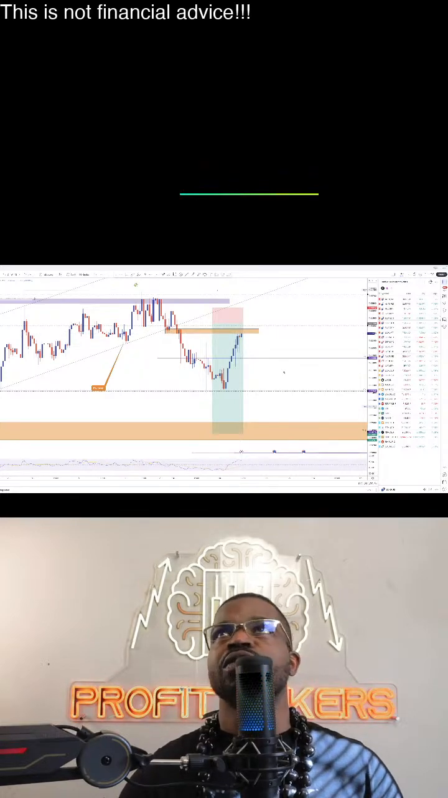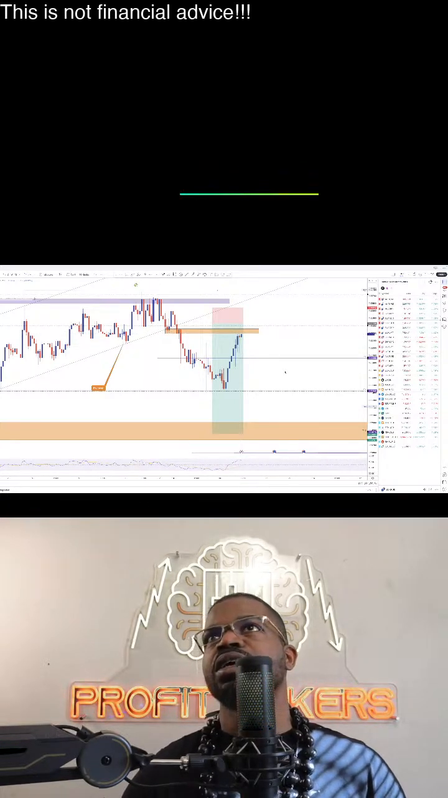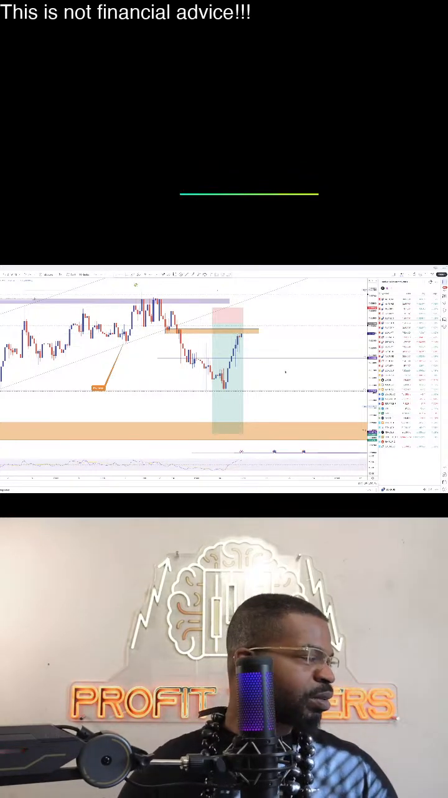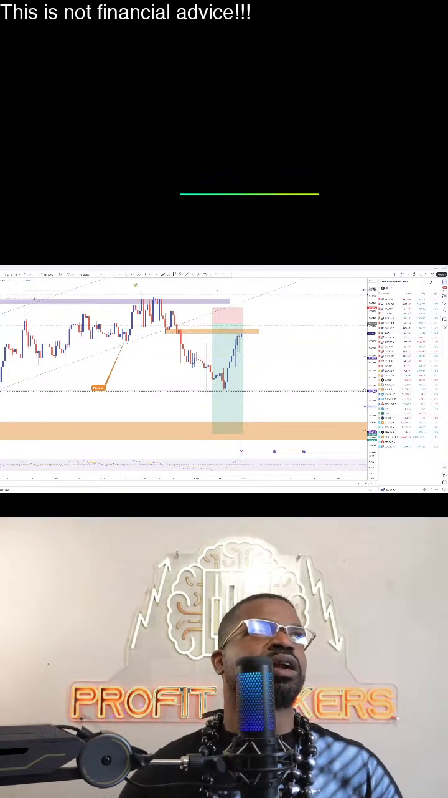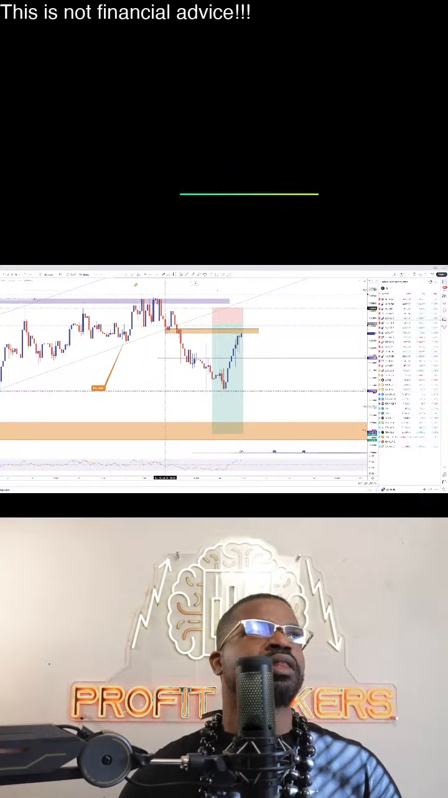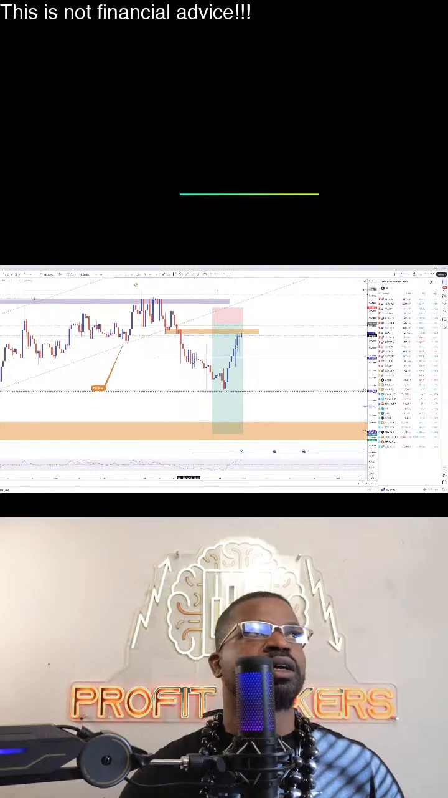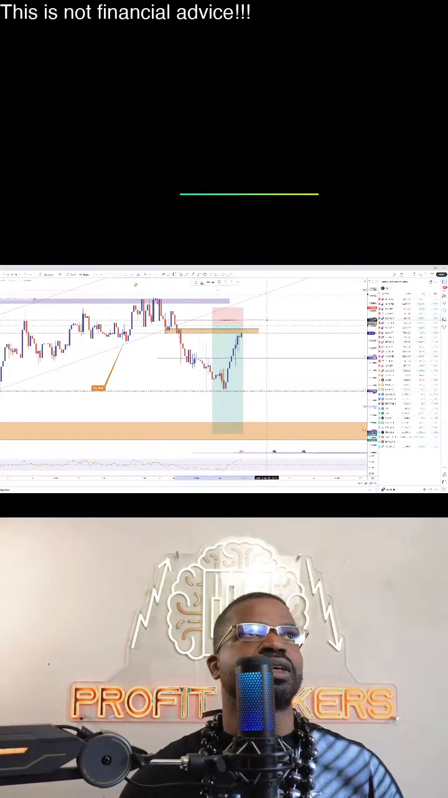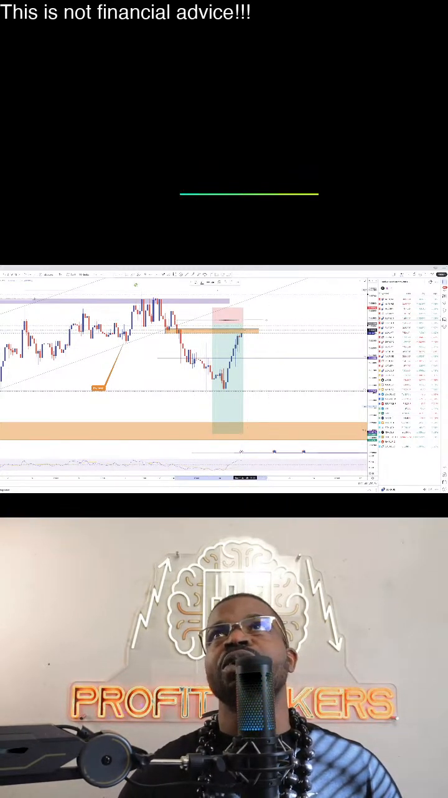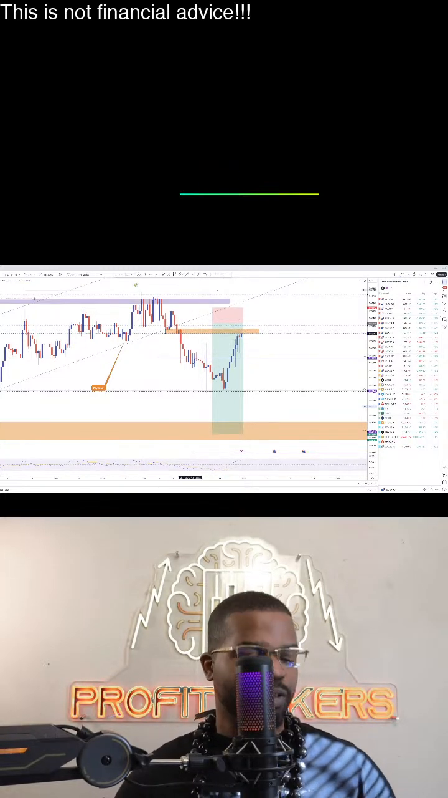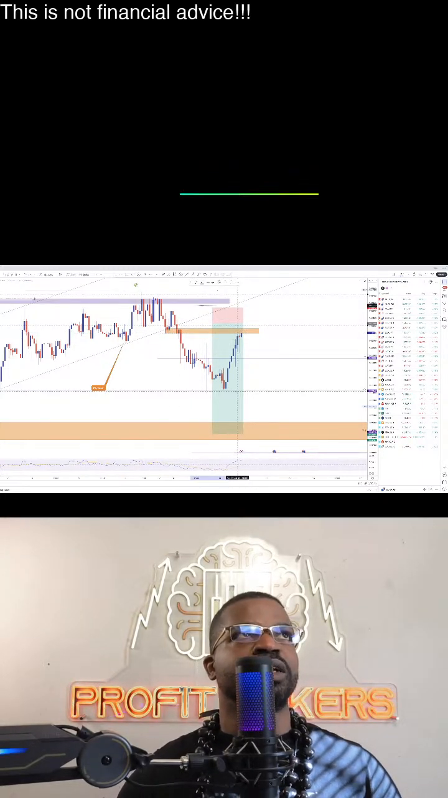Yeah. So it just triggered. I put the stop above that high. Most likely, it's not going to go above here if this area is legitimate. But that's just being safe.